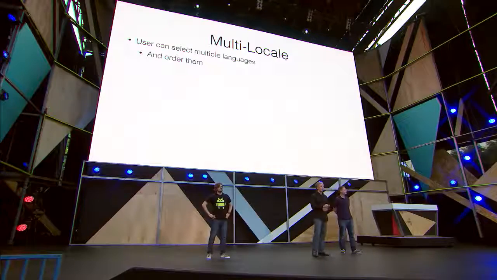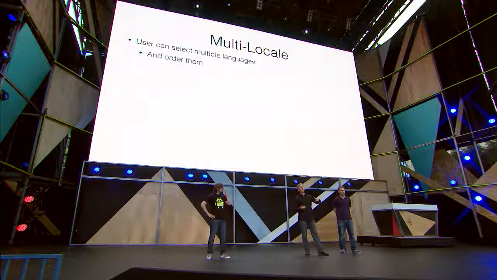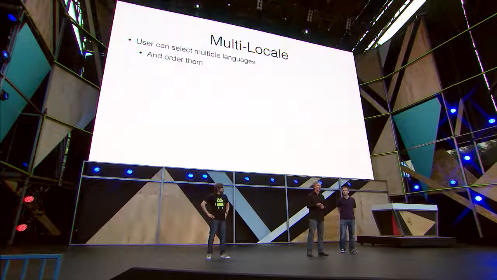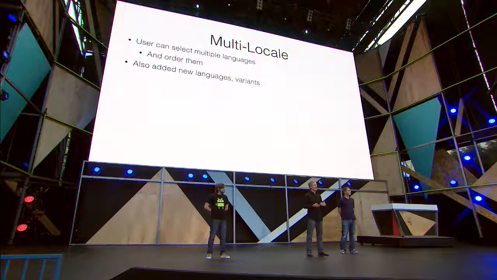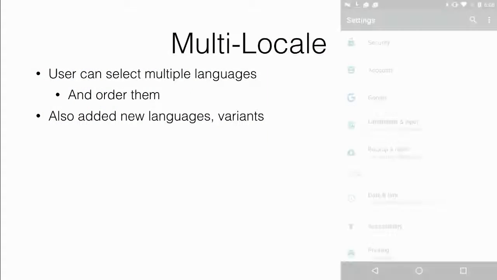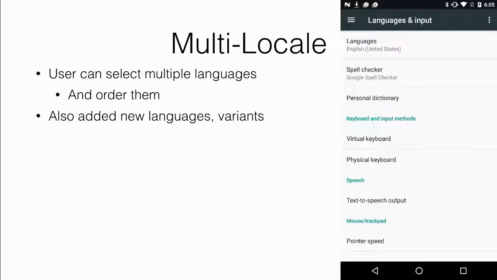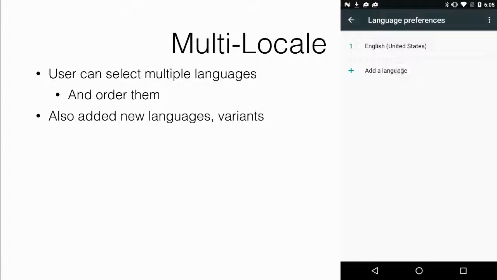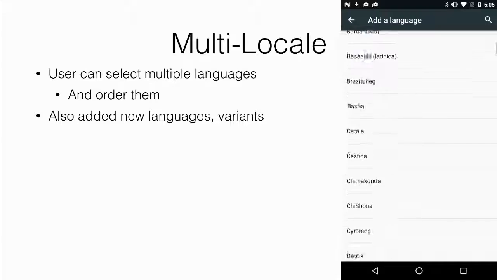So we now have that. So you can not only select all these multiple languages, but you can reorder them based on what you want to do on the device. And you can also add some of the new languages and variants that we've added. So we've got a little screen record here where we show how you select this. You go into languages. I only had one selected. I don't know why that is.